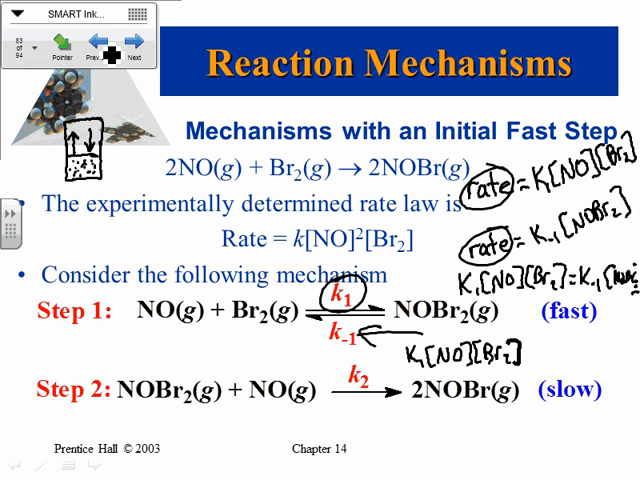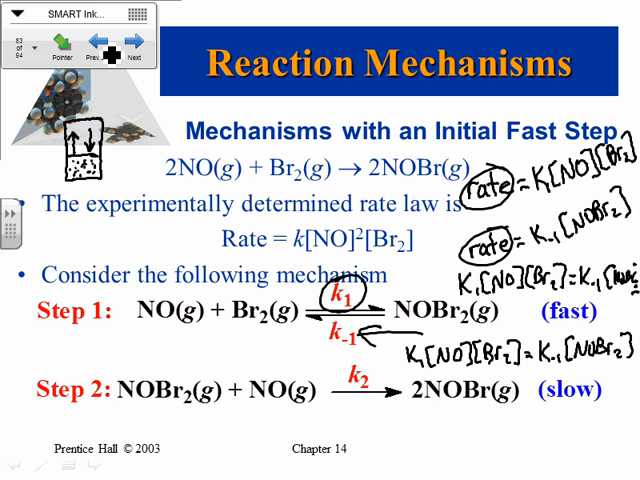Times Br2 is equal to K to the minus 1 times NOBr2. All right. Now, K1 and K minus 1 might not be the same number. The rate constant for these two reactions might not be the same. But we just label them as K1 and K minus 1 to show that one of them is the rate constant going forward, the other one's the rate constant going backwards.